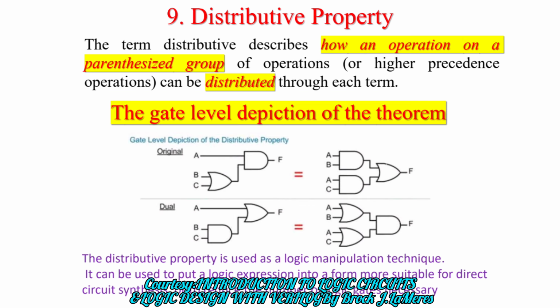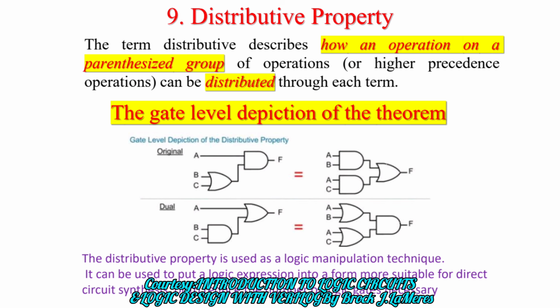Distributive property. The term distributive describes how an operation on a parenthesized group of operations can be distributed through each term. So that is, let our original expression be like a into b plus c. So it can be distributed as ab plus ac. Its dual is a plus bc. So it can be redistributed as a plus b into a plus c.